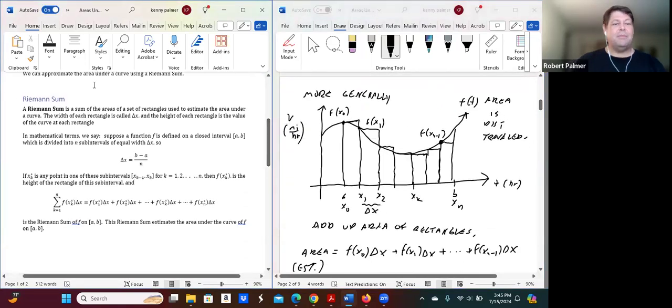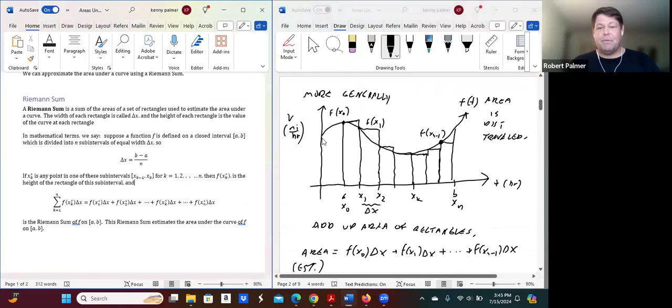So the Riemann sum is the sum of the areas of a set of rectangles used to estimate the area under a curve. That's what we just did. The width of each rectangle is called delta x. That's what we said. And basically you get delta x, we'll show you how to do that in a minute. The height of each rectangle is the value of the function at where each rectangle intersects or crosses the function.